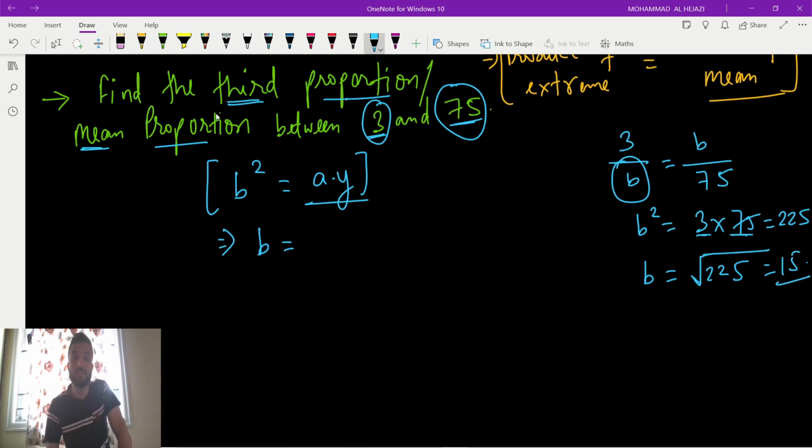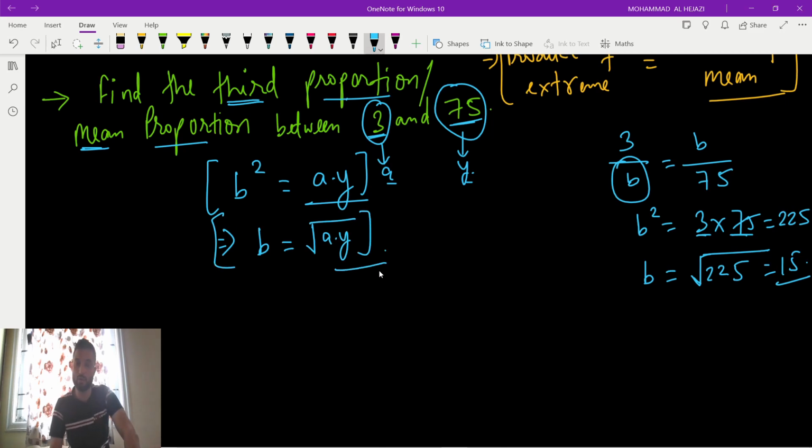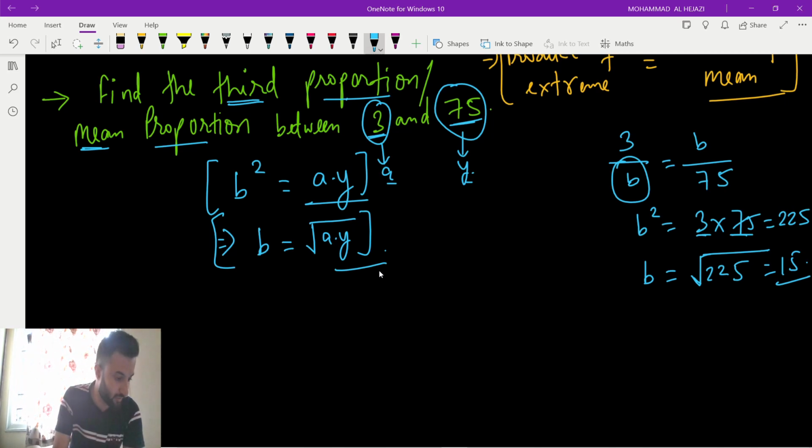So if they ask you to find the third proportion, because in the examination they ask find the third proportion when two numbers are given, or find the mean proportion when two numbers are given, that time we use the formula B square equals A into Y. This number becomes A, this number becomes Y. So B equals the square root of A into Y. Okay, clear? Very good. Then this is done. Just a minute.